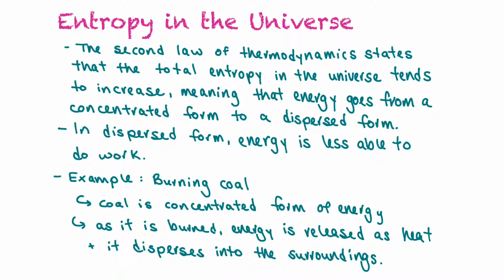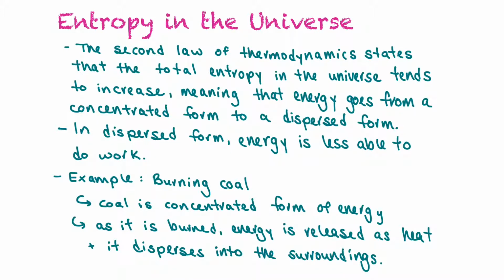So let's use burning a piece of coal as an example. So coal is a concentrated form of energy, and when you burn it, the energy gets released as heat, which then disperses into the surroundings. And then in that dispersed form, that energy is less able to do work. So the natural rule of energy is to disperse and become less useful over time.